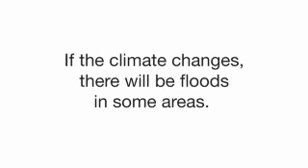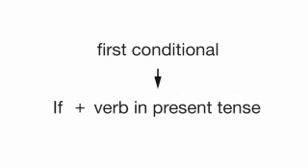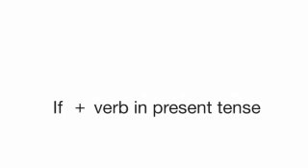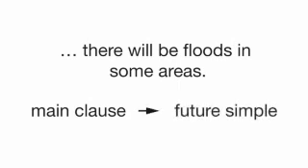What tense is the verb which is in the if part of the sentence? If the climate changes, changes. The verb that is in the if part of the sentence is in the present tense. The first conditional is if followed by a verb in the present tense. And in the main clause, we use the future simple tense. There will be floods in some areas.